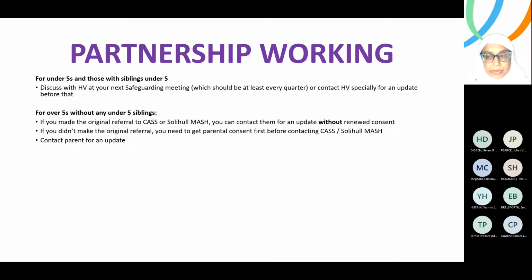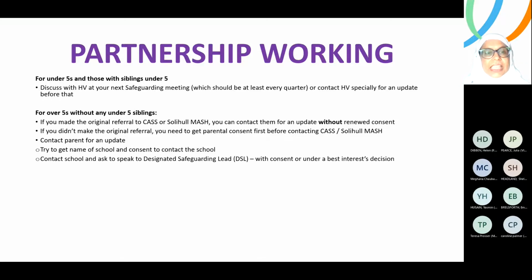Sometimes parents don't know what's going on. They really don't, bless them. So they might not be able to tell you what's going on. And some people, as we know, can, let's say, not always tell us the truth. So if you've got a case like that, then what you want to try and do is get the name of the school and consent, ideally, to contact the school.